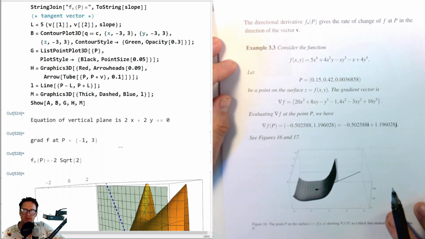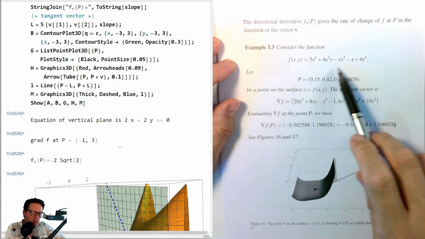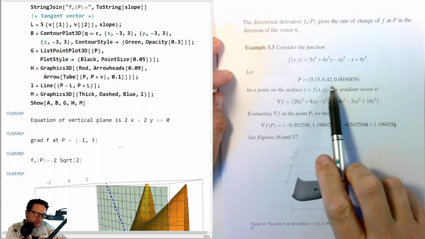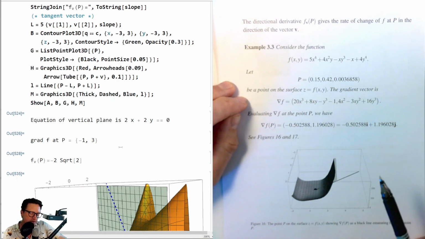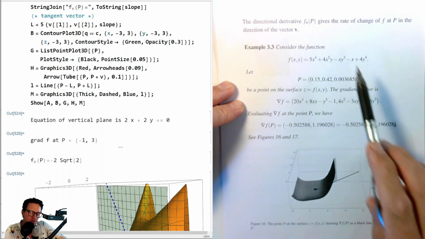Okay, example 3.3. Consider the function of x and y given by this. So there are fourth powers in there, and let p be this point. On that surface, the gradient vector is this, all right? So we can do that just by taking partial derivatives.